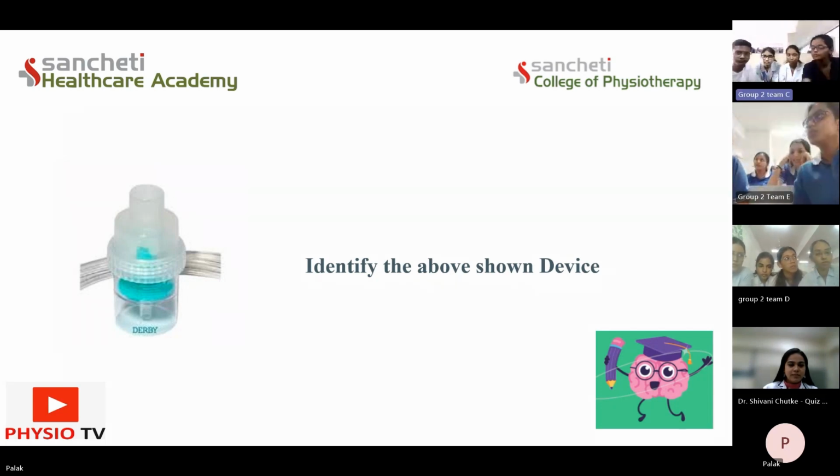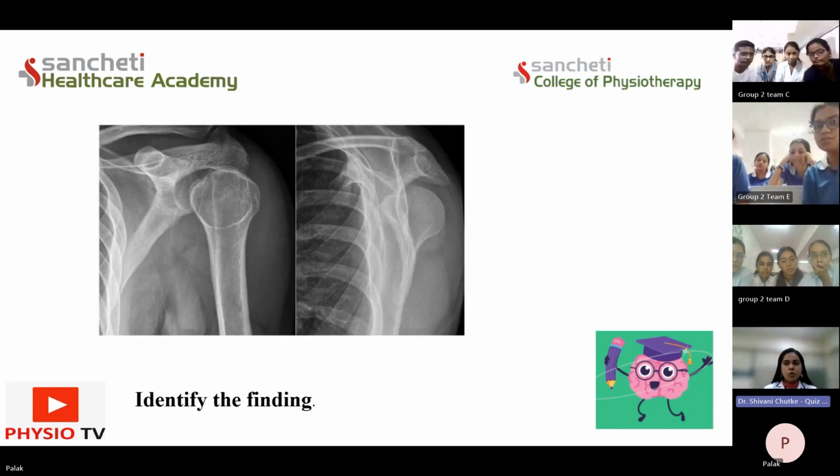Yes, ma'am. So, kindly identify the findings shown in the image. Ma'am, it is the dislocation of the shoulder joint. Posterior dislocation of shoulder joint, that is head of the humerus. Can you be a bit more specific? Posterior dislocation of the head of the humerus. Absolutely right. That has fetched you 10 points.